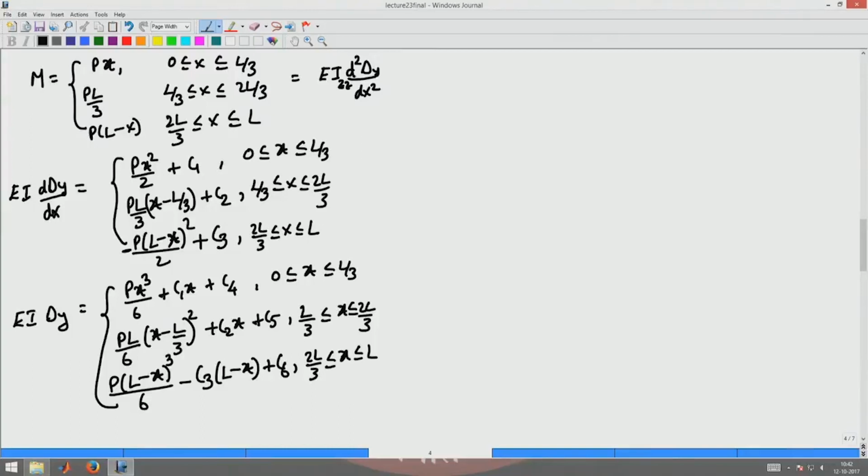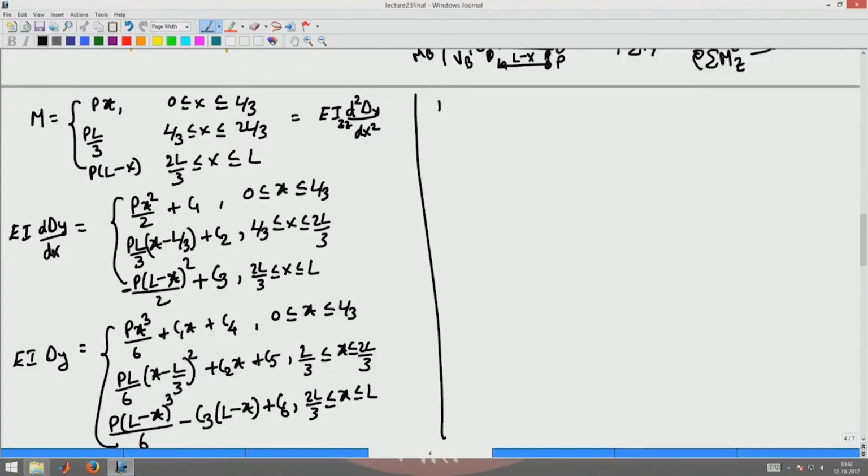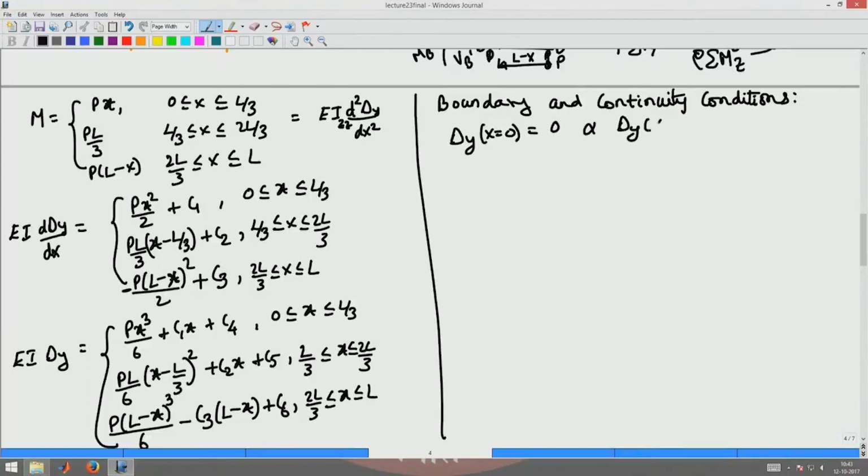Now, what are the boundary conditions for this problem? The boundary conditions for this problem are the boundary and continuity conditions. I know that there is no vertical deflection at A and there is no vertical deflection at B, the left and right supports. So, delta y at x equal to 0 is equal to 0 and delta y at x equal to L is 0. This is the boundary condition.